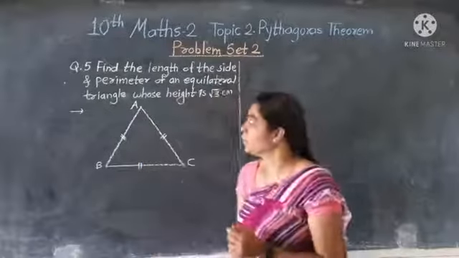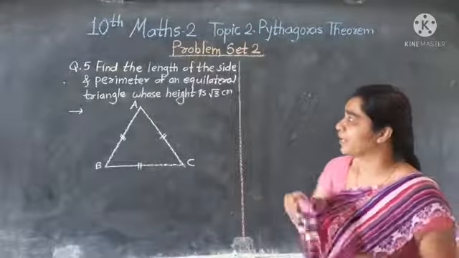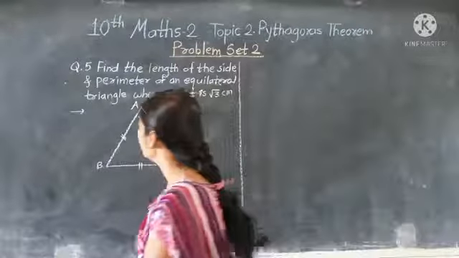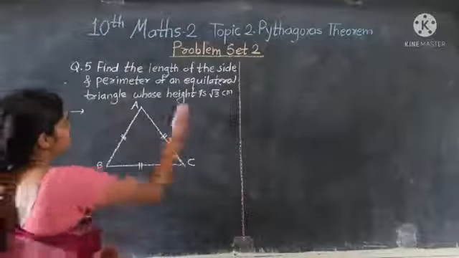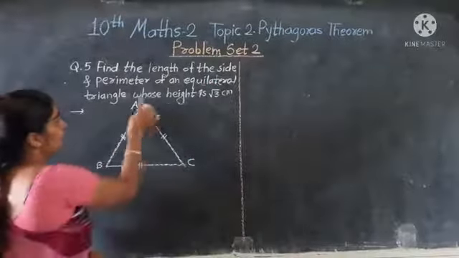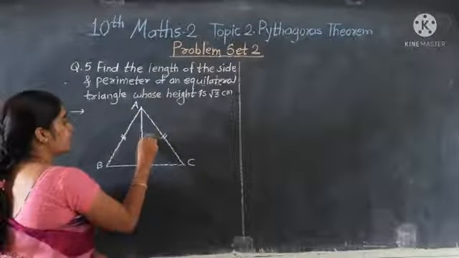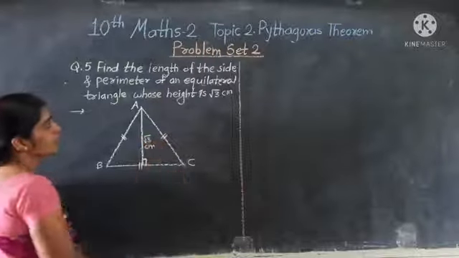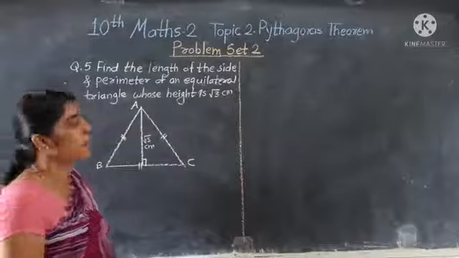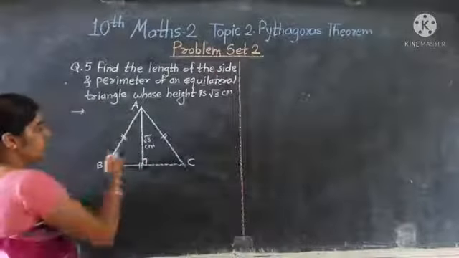See question number 5. Find the length of the side and perimeter of an equilateral triangle whose height is given √3 centimeter. See students, what is given here? Equilateral triangle is given. So I have drawn here an equilateral triangle whose sides are equal. And height is given. So here draw perpendicular, which is the height. It is given √3 centimeter. Okay. We have to find length of side, and perimeter. First you find the side. Any one of the sides.